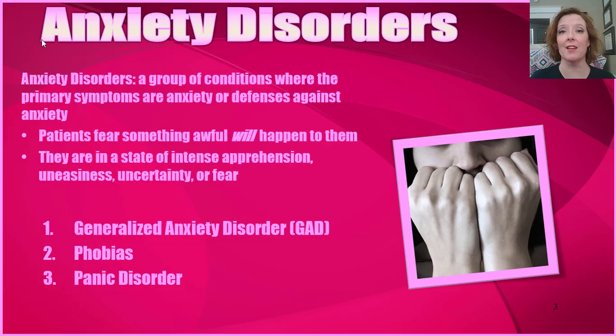So let's get started with anxiety disorders. First of all, this is a group of conditions where the primary symptom is either anxiety or some type of behavior that acts as a defense against anxiety. People who have anxiety fear that something awful will happen to them, and they're almost always in a state of intense apprehension, uneasiness, uncertainty, or fear. There are several types of anxiety disorders. We're going to talk about generalized anxiety disorder, phobias, including a couple of specific phobias, and panic disorder.